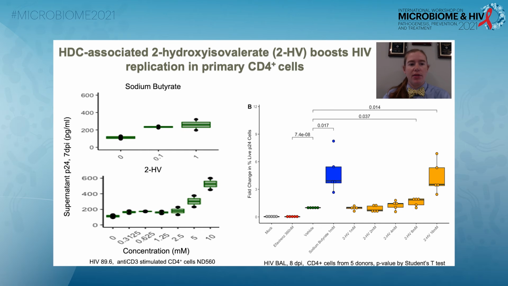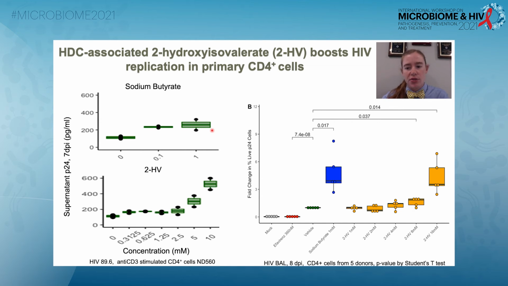So we then set about to validate our screening results by measuring the effect of 2-HV on HIV replication in primary CD4 T cells using 2 different methods. On the left, I'm showing you the results of an ELISA-based assay where we measure the amount of HIV p24 protein in the supernatant 7 days post-infection. So here you can clearly see that there is a dose-dependent increase in the amount of HIV p24 protein in the supernatant in cells that were treated with 2-HV. And this was analogous to the effects that we see with treatment with our sodium butyrate positive control.